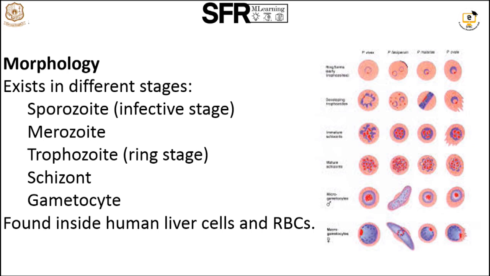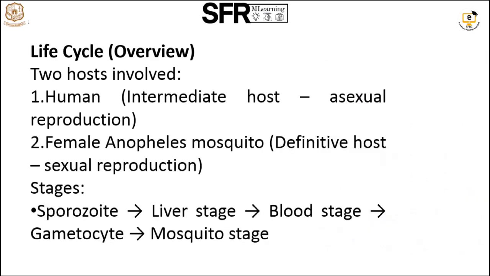Next, morphology. Plasmodium exists in different morphological stages during its life cycle. These stages include the sporozoite, merozoite, trophozoite, which is the ring stage, schizont and gametocytes. The parasite lives and multiplies inside human liver cells and red blood cells during infection.